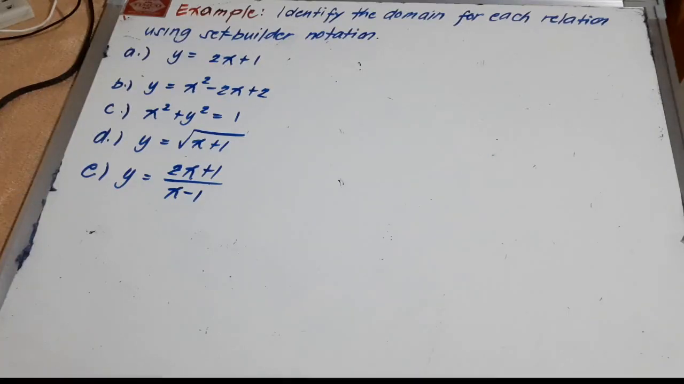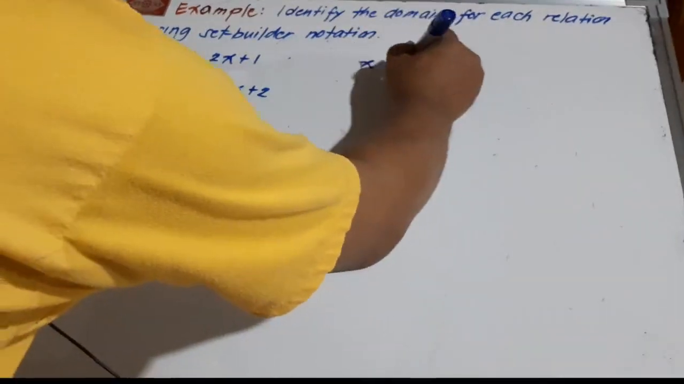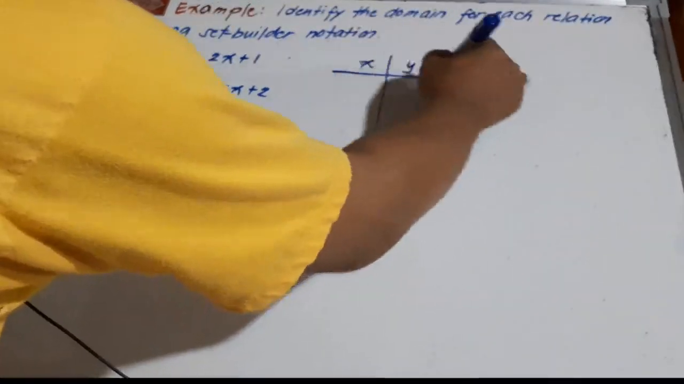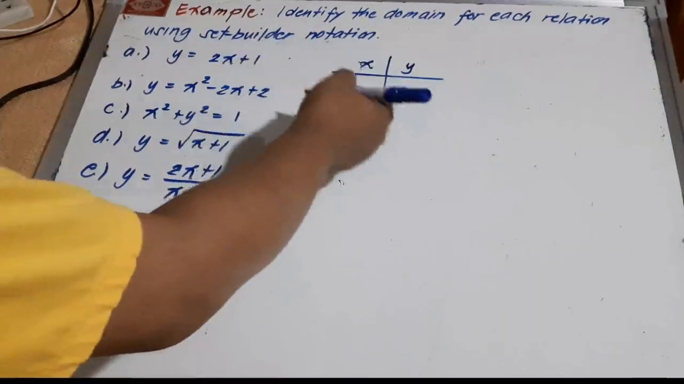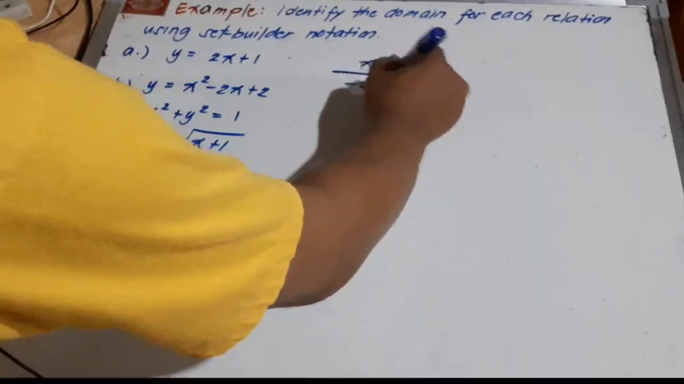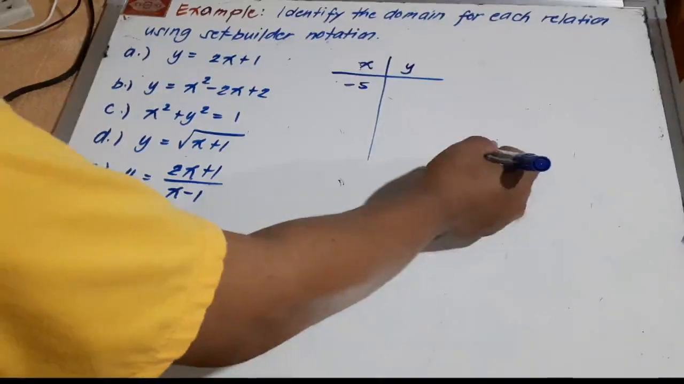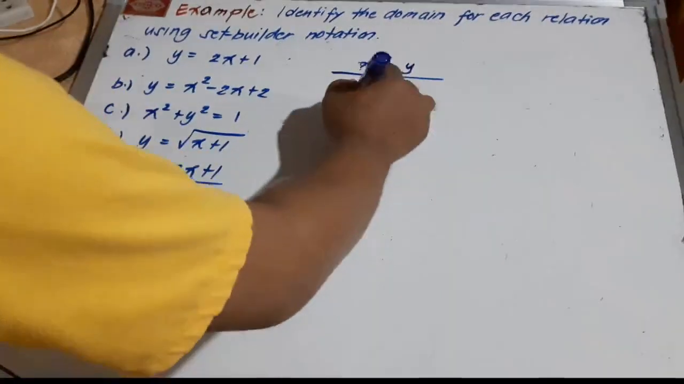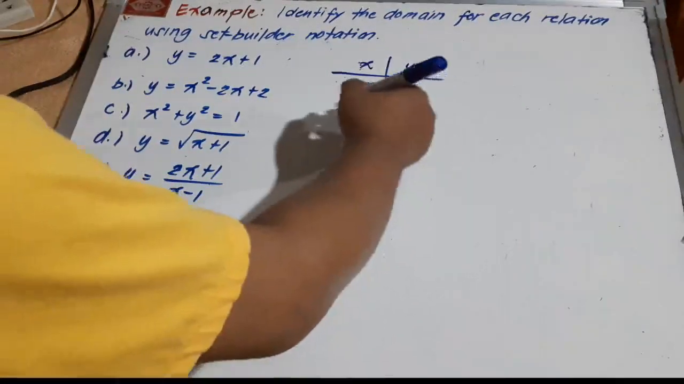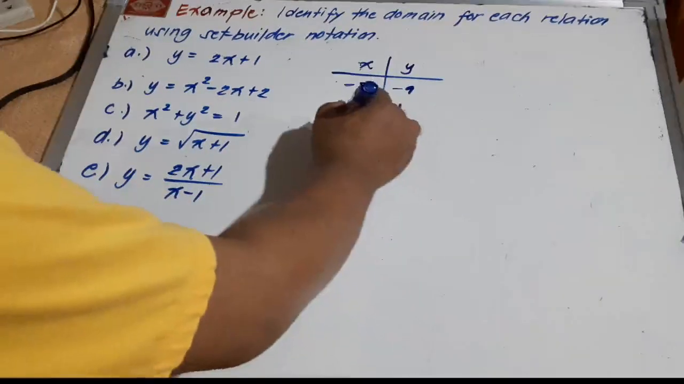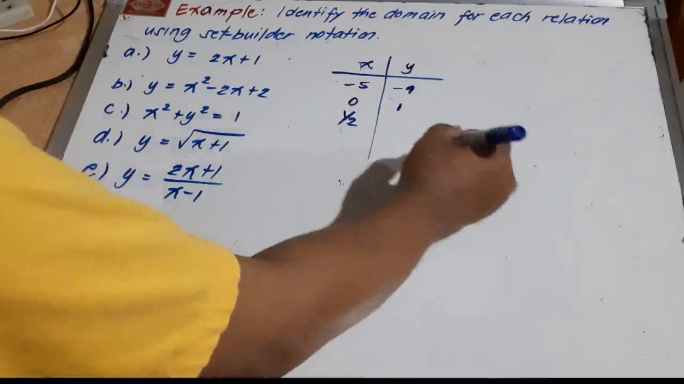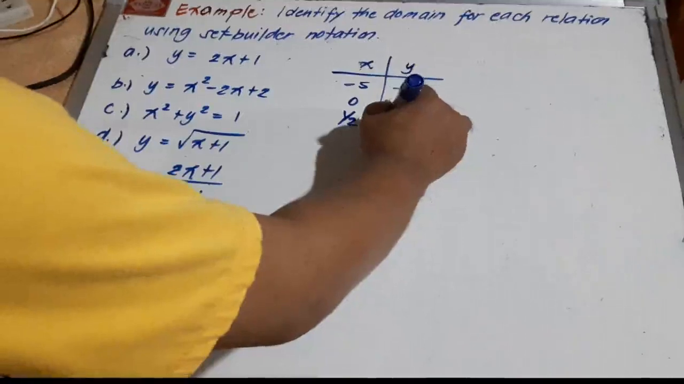a set of values para do sa x and y natin. Let's say we have x, y here. Using this equation, we assign values to x. Let's say negative 5. The value of y is negative 9. Let's say 0. Value is 1 for y. We have 1/2. The value is 2.